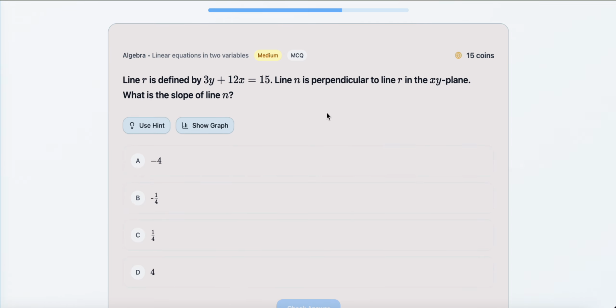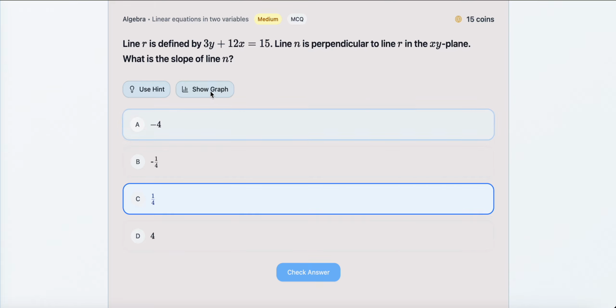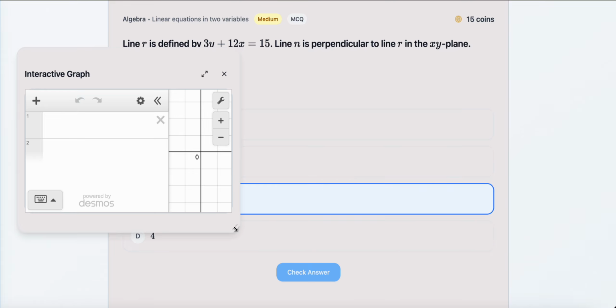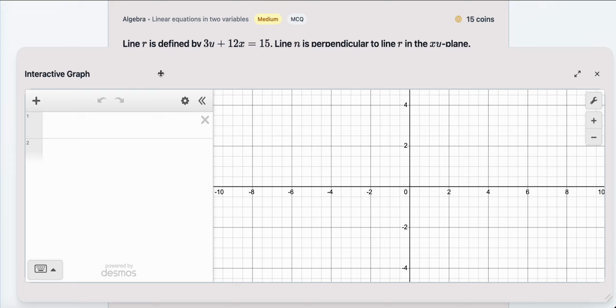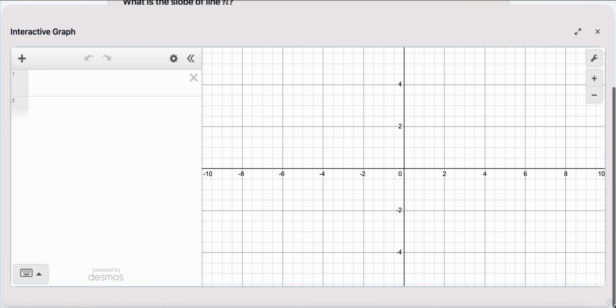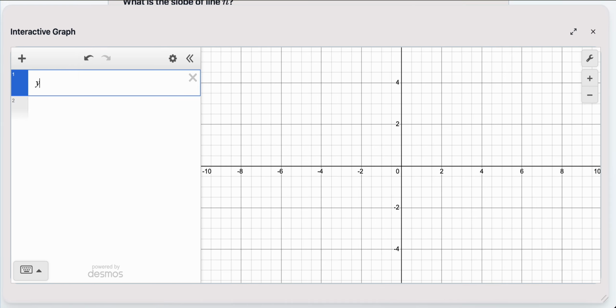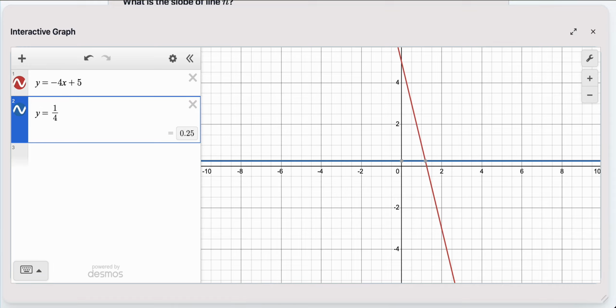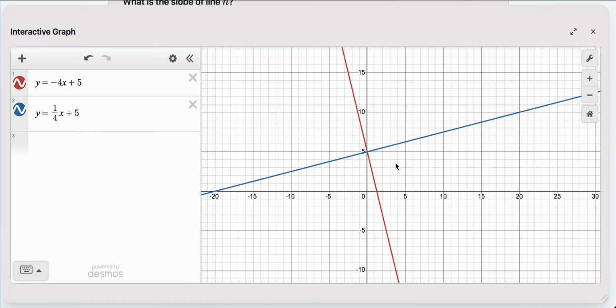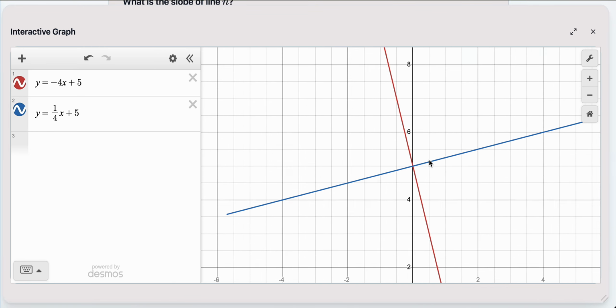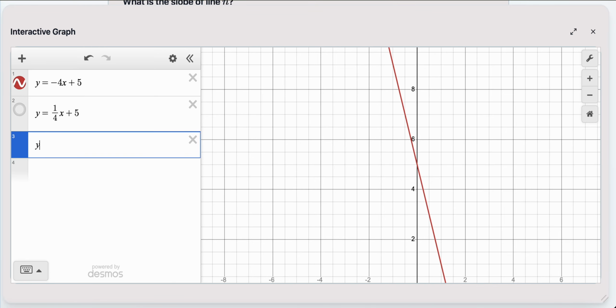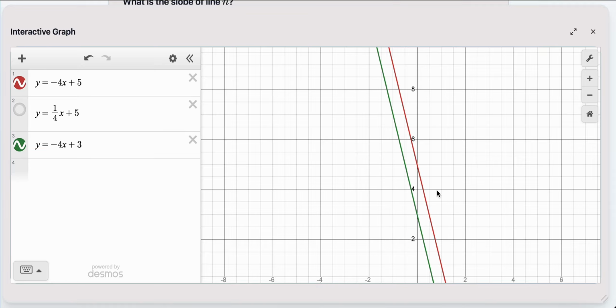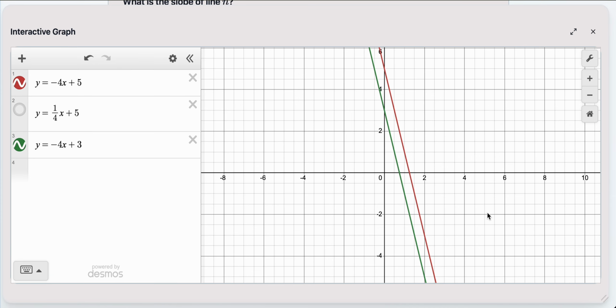We wanted the slope of the line perpendicular, so I'm going to use 1/4. But before we do that, let's quickly graph a couple of our equations. We said that the original equation in slope-intercept form was y equals negative 4x plus 5. The line perpendicular to this one has a slope of 1/4 and any y-intercept. And we can see that when these two lines intersect, they appear to form a right angle. The equation parallel to this one we said is y equals negative 4x plus 3, so just the same slope but a different y-intercept. And we can see that they do appear to be parallel and never intersecting.